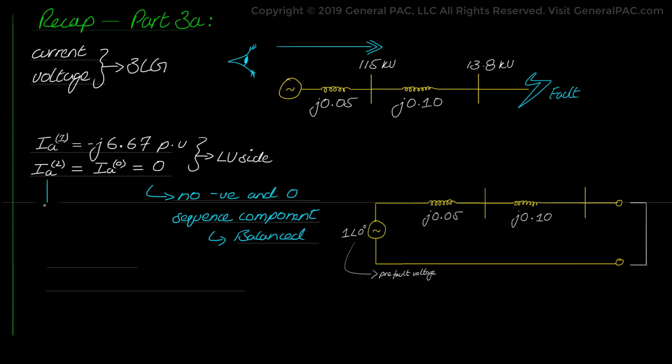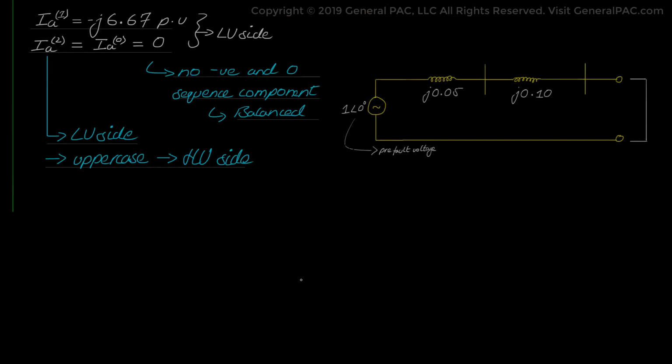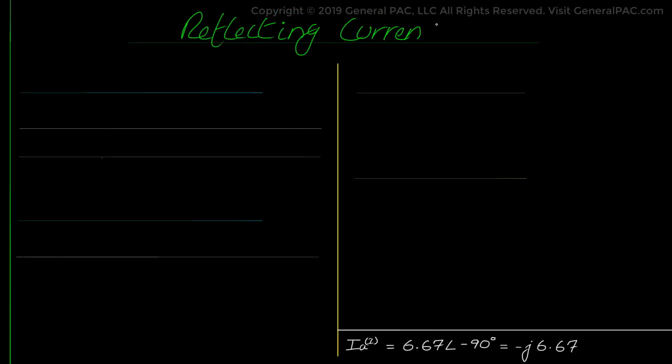It's also important to note the subscript. The lowercase indicates the fault current on the low voltage side, and the uppercase will represent fault current on the high voltage side. We will now proceed by reflecting these per unit current quantities on the high voltage side, and then we will multiply them with the appropriate base values to find the actual ampere current values.